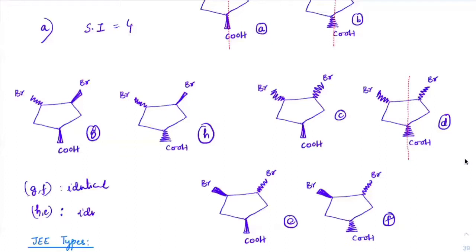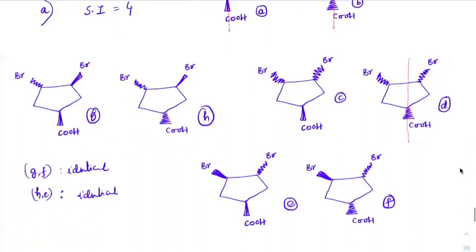These two are same. I'll take one of them. So total how many? 4 of them. Correct, beta? Only one pair here.